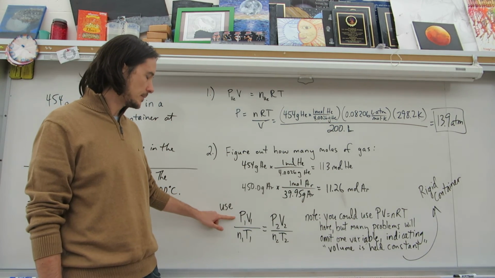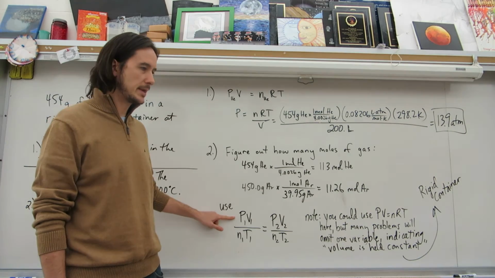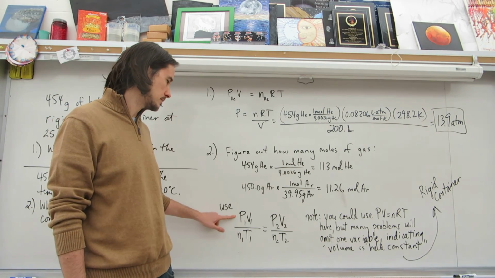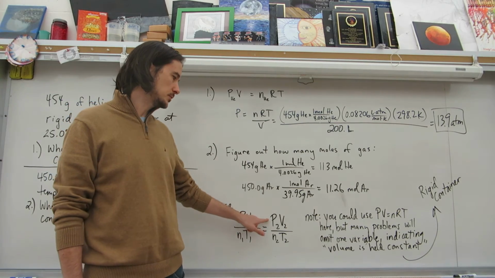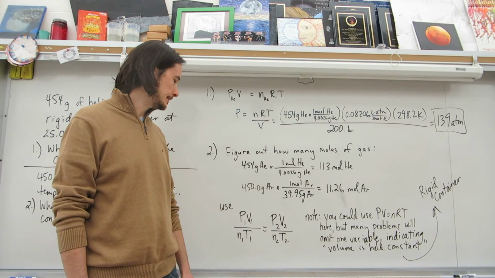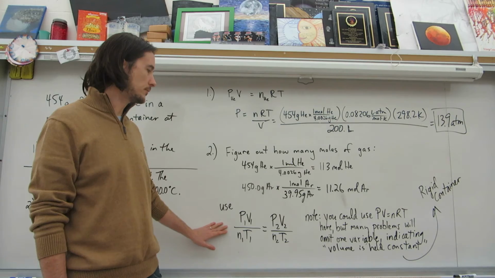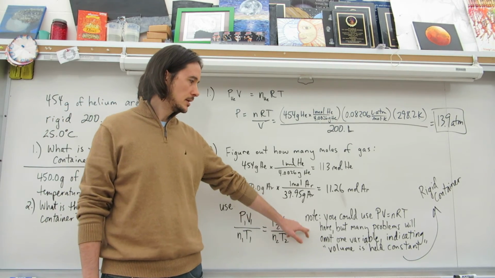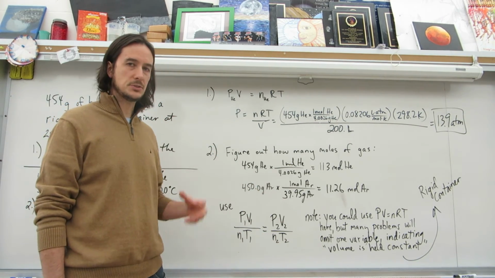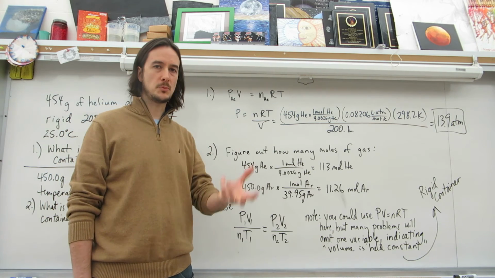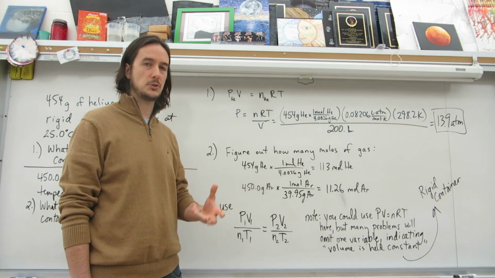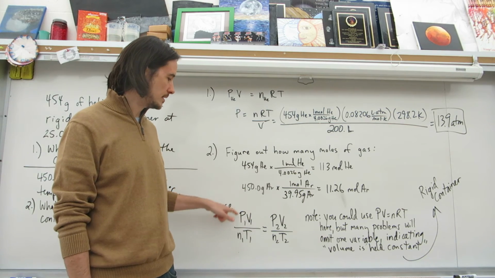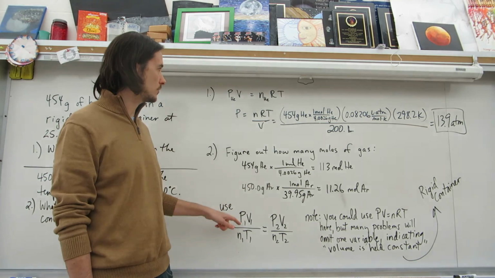I'm going to use a rearranged ideal gas law, so P1V1 over n1T1 equals P2V2 over n2T2. I'm using this because oftentimes in problems, I made a little note here, oftentimes in problems it'll just say that the volume remains constant, or it'll say the pressure remains constant. So you don't have all of these oftentimes, right?